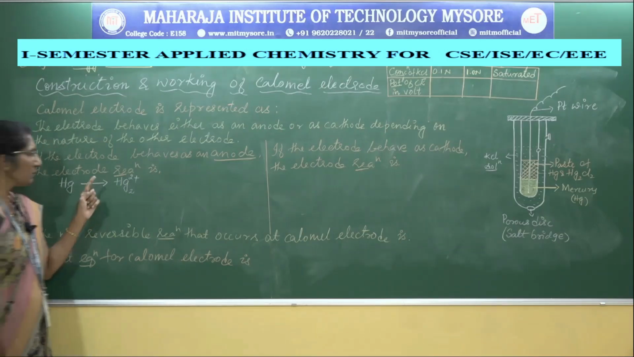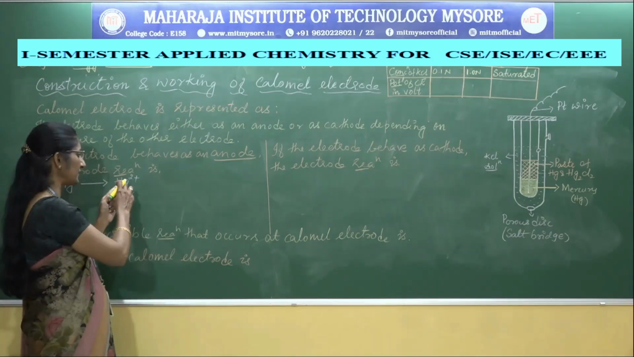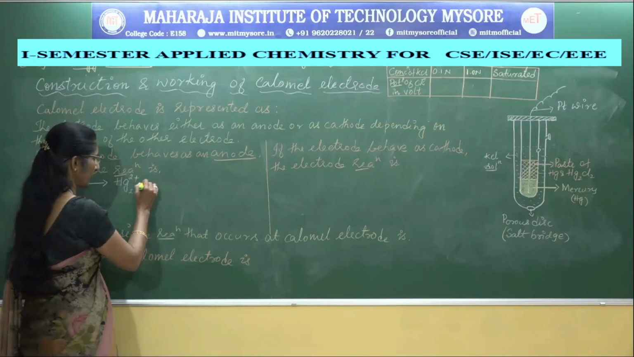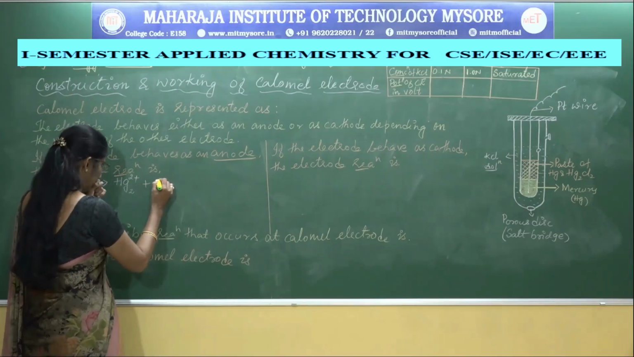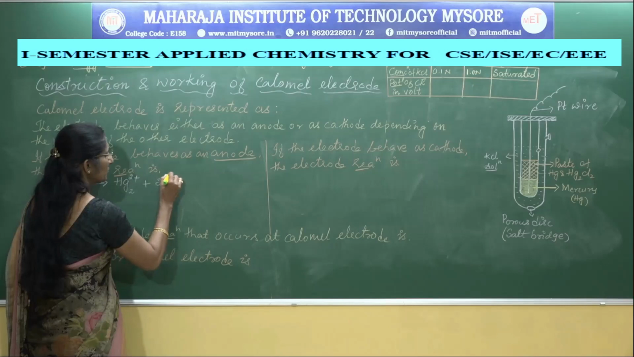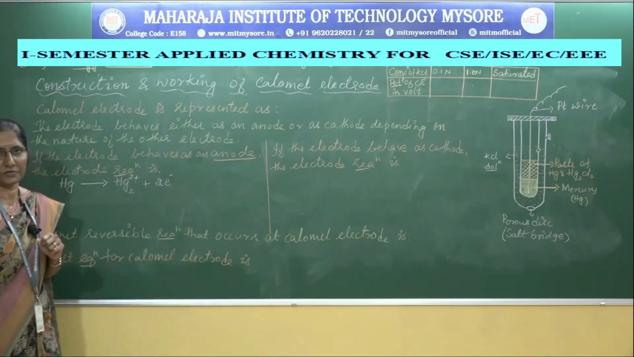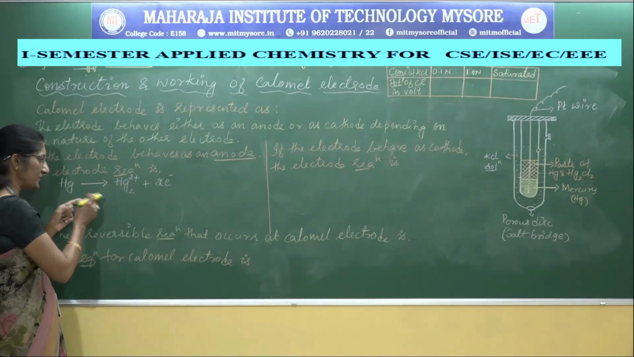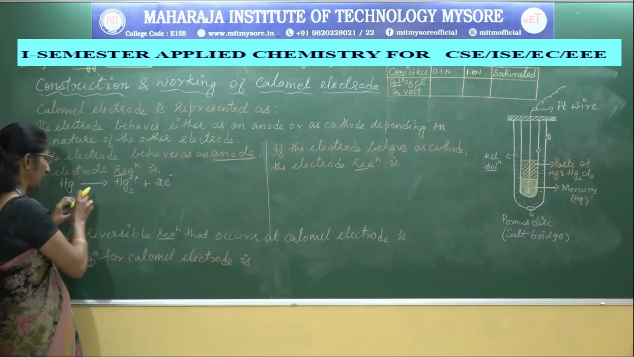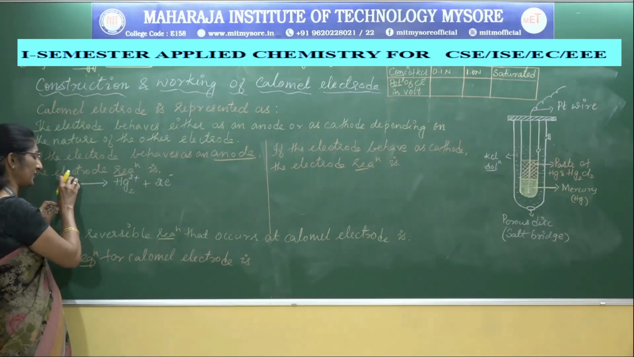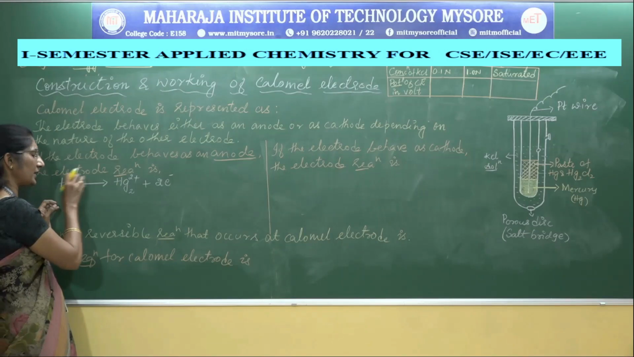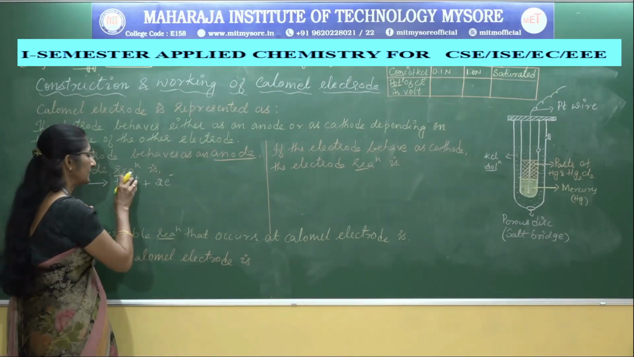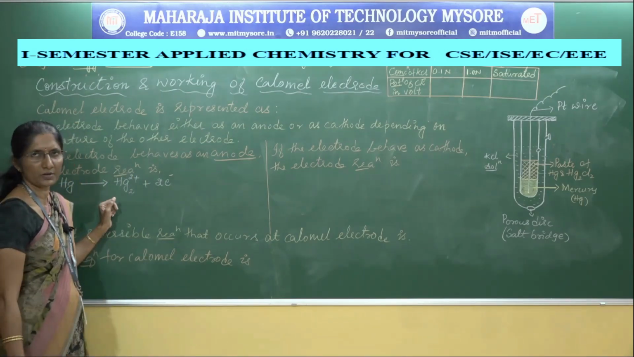Observe that the mercurous ion is represented by Hg2 2+, with the liberation of 2 electrons. What is the first oxidation reaction? The metal present in this electrode is mercury. Mercury easily loses 2 electrons, then it changes to mercurous ion.